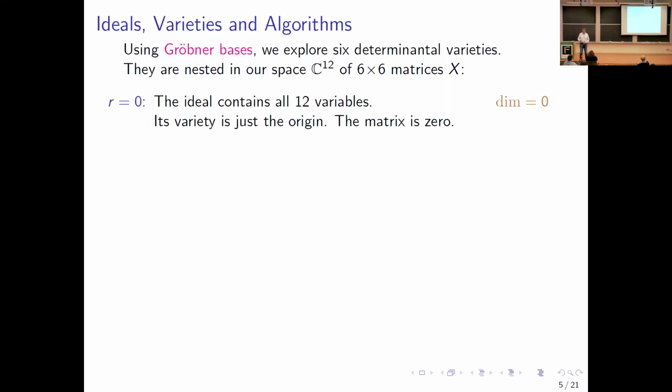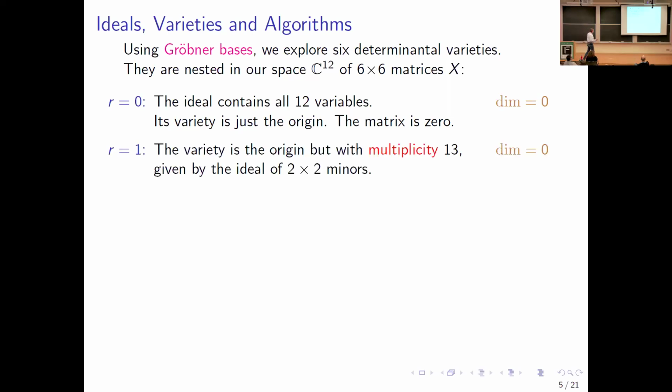Okay, that was easy. Now let's do rank 1. So we take the 2 by 2 minors. It turns out it's still just the origin. The only solution is just the origin, but now it's an origin with multiplicity 13. It's a fat point at the origin.